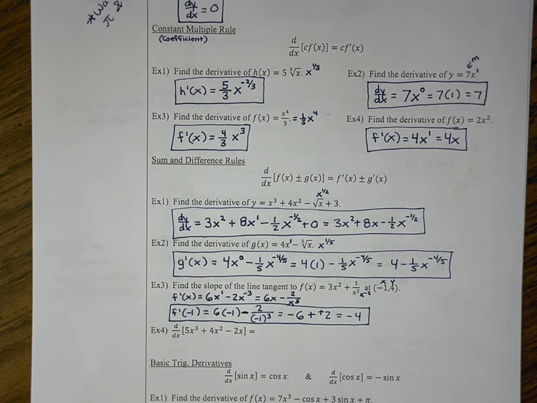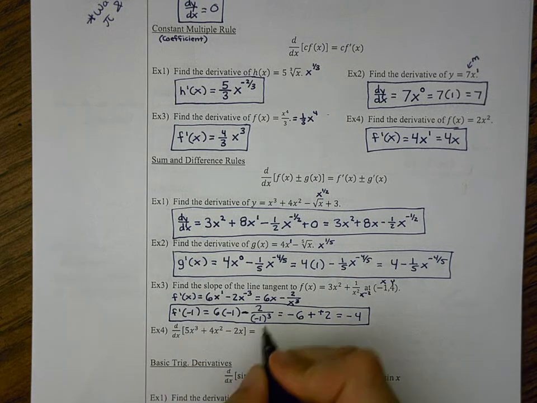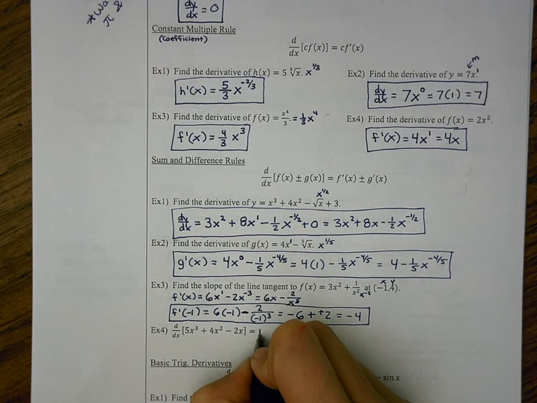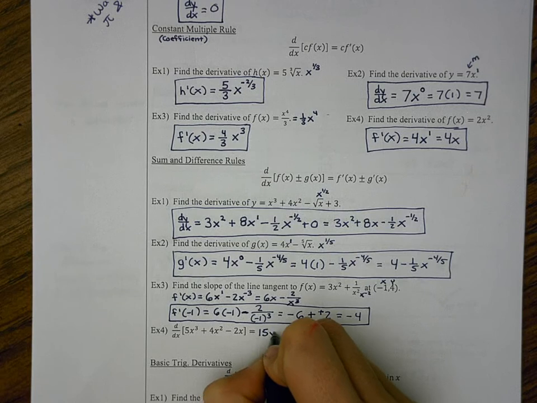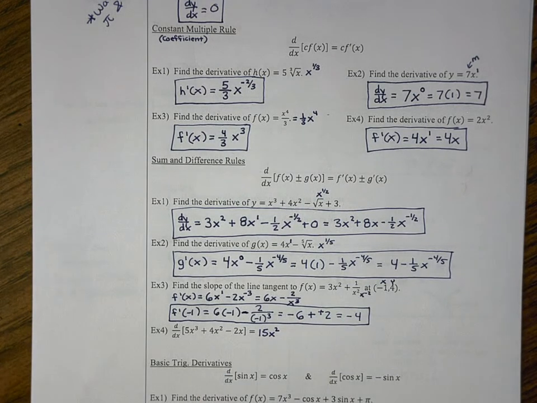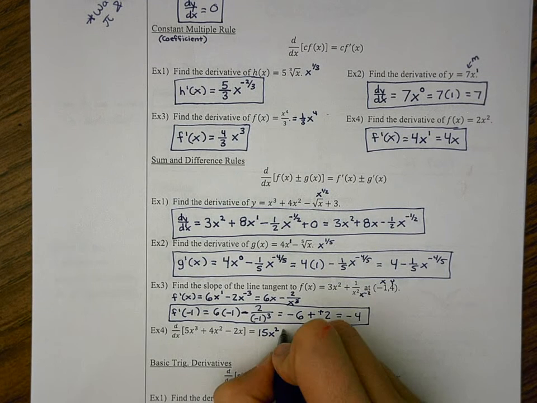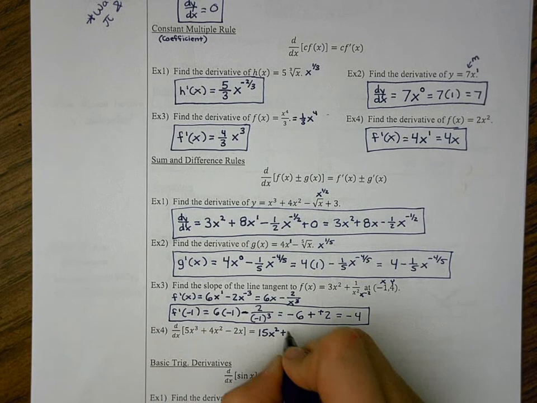Okay, dropping that exponent down in front, 5 times 3 is 15. Leave the base alone, subtract 1 from the exponent. Okay, dropping the 2 down in front, 4 times 2 is 8. Leave the base alone, subtract 1 from the exponent.